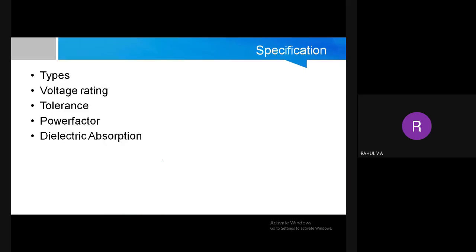Next, specification of capacitance. Okay, we have seen how to specify a resistance. Now we are going to discuss how to specify a capacitor. So in the case of resistance, what are the things we had?